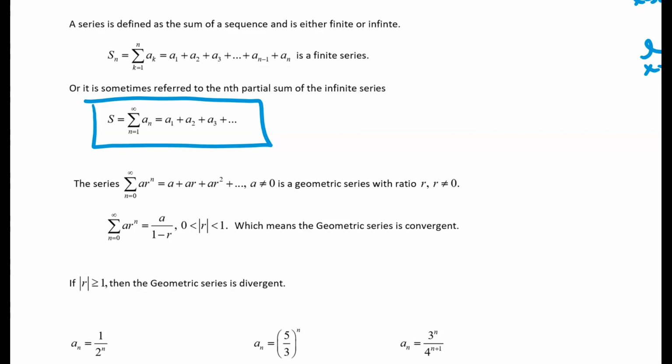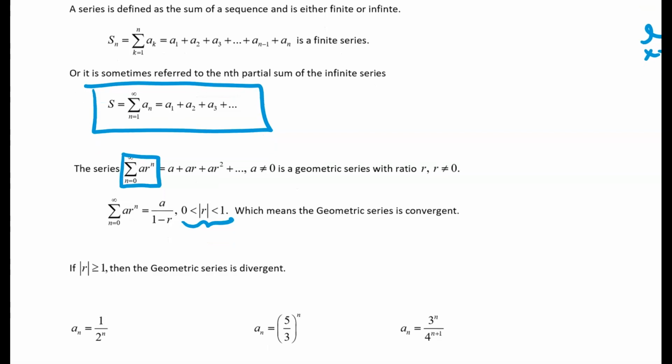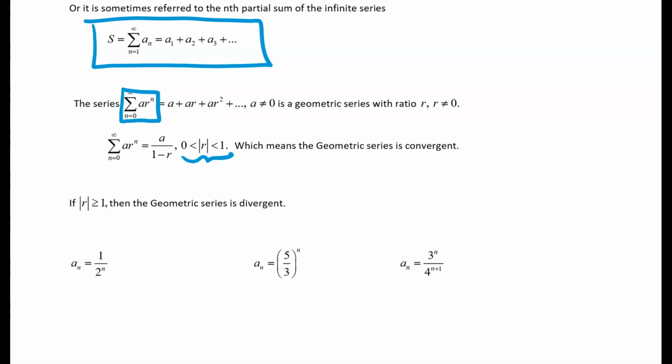Any series that's in the form of a r to the n, where a is your first term and r is your common ratio, if the absolute value of r is between 0 and 1, then you have a convergent series. And if your absolute value of r is greater than or equal to 1, you have a divergent series. So it's pretty simple to see whether your geometrics converge or diverge. Remember, your arithmetics always diverge.